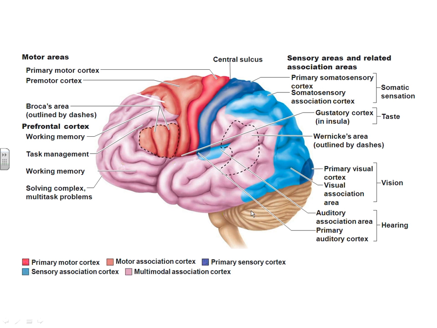Shown here is the list of the different functional areas of the cerebral cortex. An easy thing to do is to start at your central sulcus and go forward. As we go forward, each of the areas here in red represent motor areas. Back to the central sulcus, as we go back, each of the areas in blue represent a sensory area. Anything that is in pink is going to be what we call a multimodal association area, where you're going to have a whole lot of stuff going on.